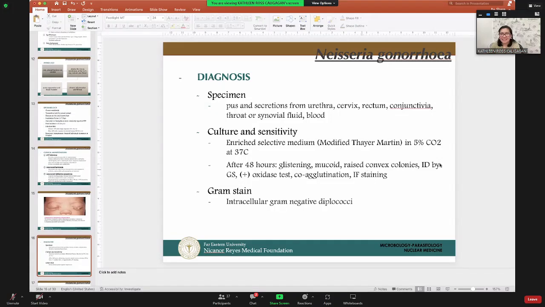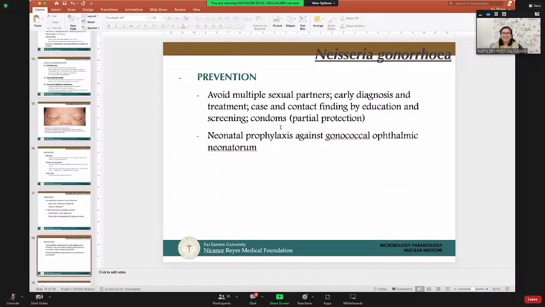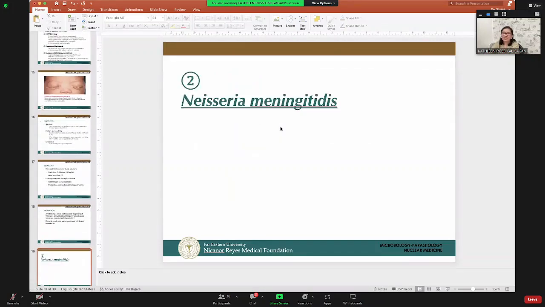Diagnosis, these are used as different specimens. Then you do culture and sensitivity, gram staining. Treatment, uncomplicated genital or rectal infection, ceftriaxone or cefixime are the drug of choice. If with synchronous or concomitant chlamydial infection, azithromycin may be given. And then prevention, read on that.